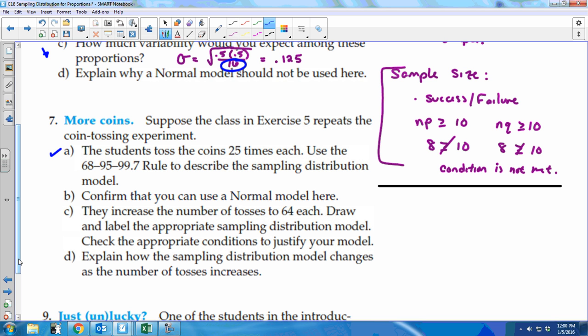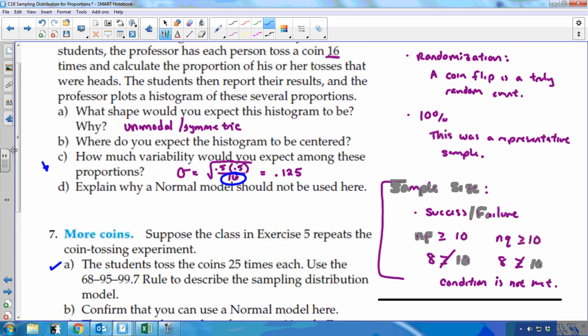Okay. In part B, confirm that you can use the model here. I'm not going to write this all over again. You wouldn't have to either, because you could just see number 5, part D. All right? Your independence assumption, randomization, 10%, those should stay exact same. Haven't changed anything. Still the same scenario. The sample size condition was not met in part D number 5, so we would show that it is met now. Right? We talked about that a second ago. 12.5 is greater than or equal to 10, so we should be good to go.